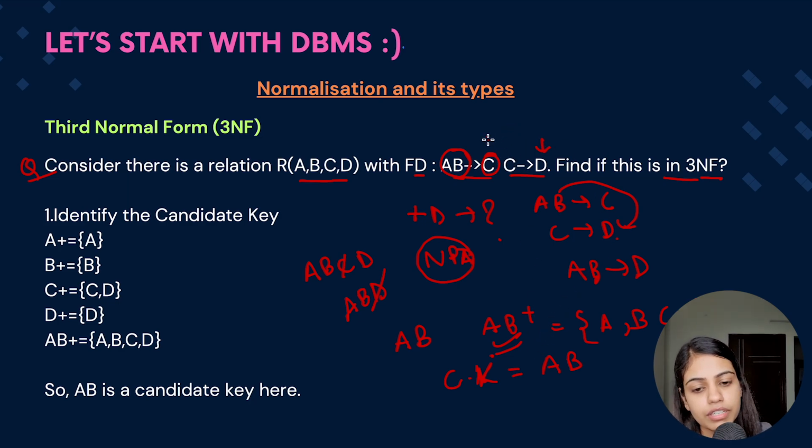So let's see. On the right-hand side of the first functional dependency, it's C. On the right-hand side of the second, it's D. So we can say that there won't be any more candidate keys. So AB is the only candidate key here.